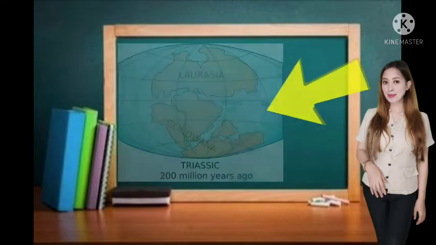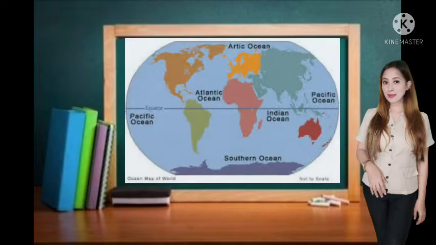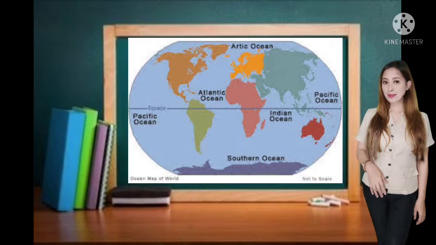So, the Tethys Ocean was an ocean that existed between the continents of Gondwana and Laurasia. Due to the plate tectonic movement, the Tethys Ocean disappeared. So, in our present time, we have the different divisions of the planet, which are the Pacific Ocean, Atlantic Ocean, the Indian Ocean, the Arctic Ocean, and the Antarctic Ocean.